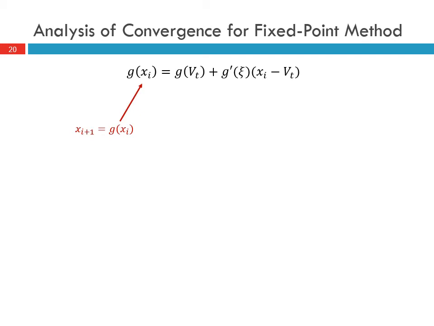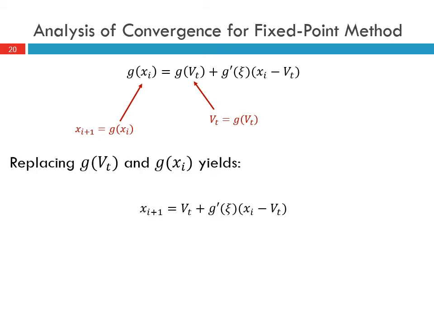So we know that g of xi is just equal to xi plus 1, and we know that g of vt is equal to vt, based on the fixed point algorithm. So if we replace g of vt and g of xi in this equation, then we get what's shown here. So xi plus 1 is equal to vt plus g prime xc times xi minus vt, which we can rearrange just by bringing vt to the other side of the equation.